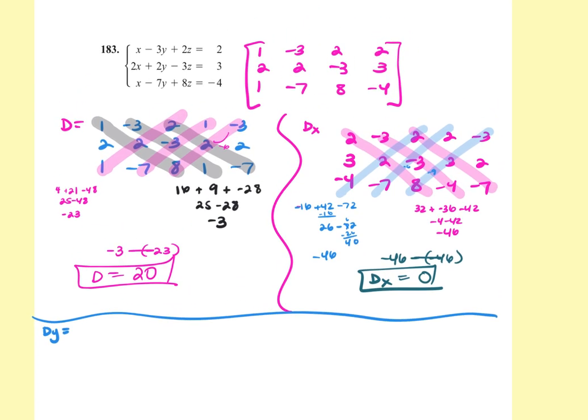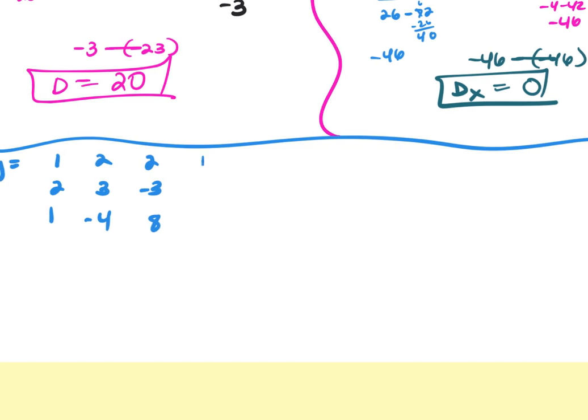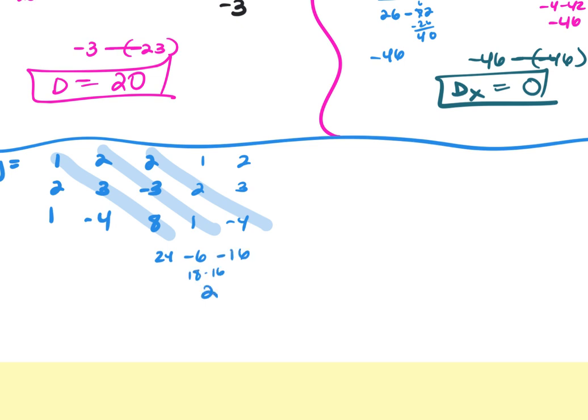So d of y says take out the y's and replace it with the constants. 1, 2, 1 stays, the x's stay. Constants go where the y's were, 2, 3, negative 4, and then the z's go where the z's were. Duplicate the first two columns. Multiply down the diagonals, top left, bottom right first. 1 times 3 times 8, 24. 2 times negative 3 times 1, negative 6. 2 times 4, negative 16. So I get 18 minus 16, which is 2.